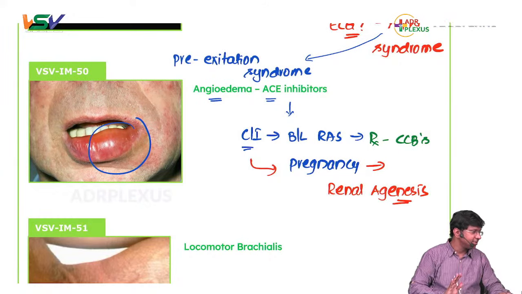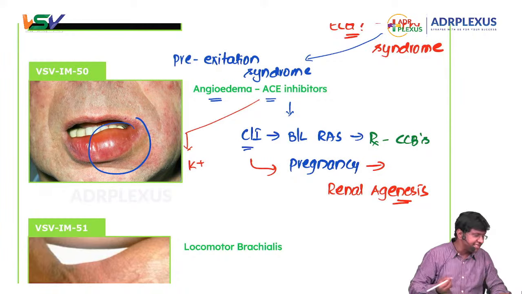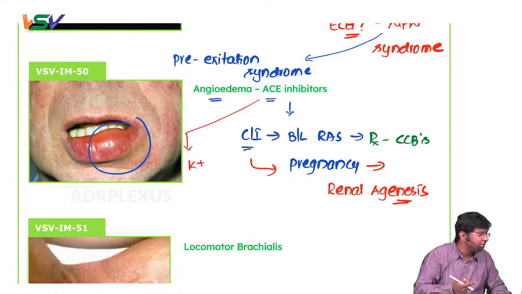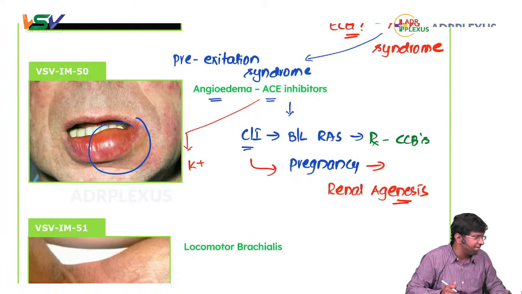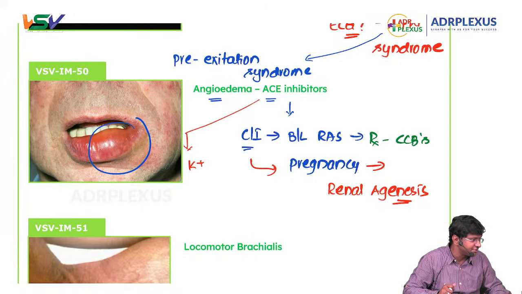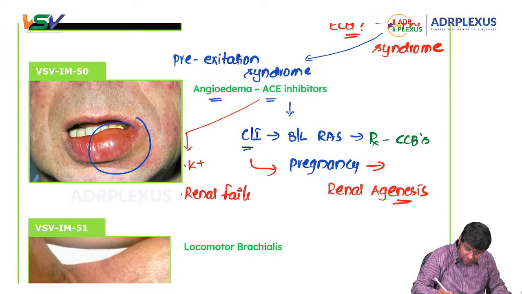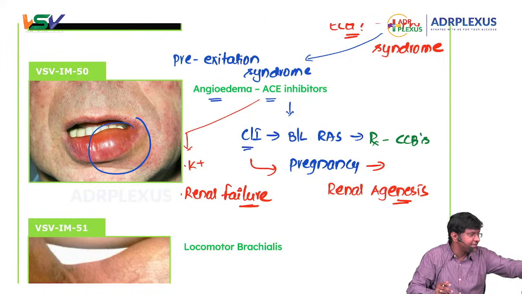Okay, so this is about it. And the other thing, what is the electrolyte that you need to monitor? That is potassium, because ACE inhibitors are associated with hyperkalemia. Why? Because ACE inhibitors inhibit aldosterone synthesis, and that is the reason why you need to monitor potassium. And even if there is severe renal failure, you cannot give ACE inhibitors because they will precipitate hyperkalemia.